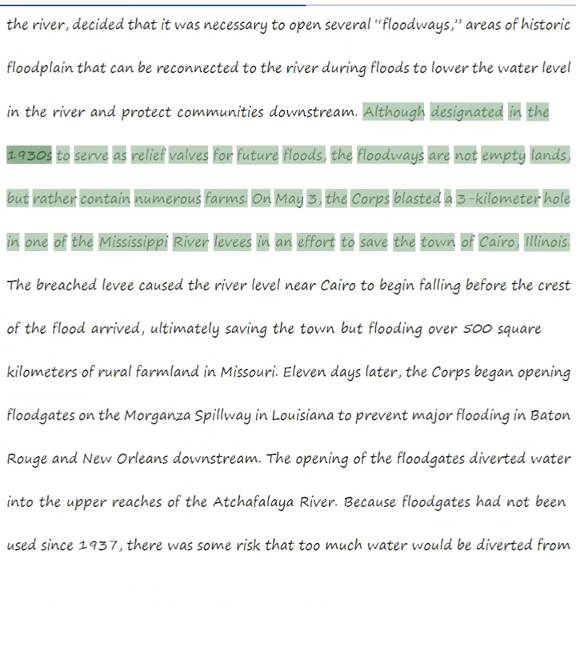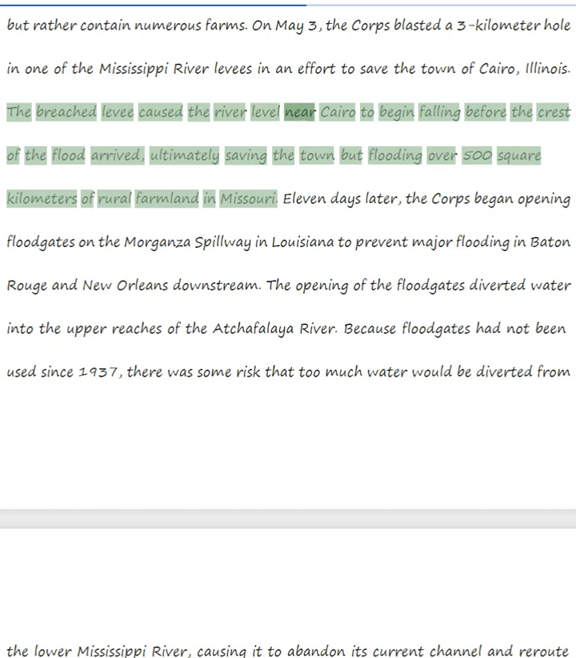Although designated in the 1930s to serve as relief valves for future floods, the floodways are not empty lands, but rather contain numerous farms. On May 3, the Corps blasted a 3-kilometer hole in one of the Mississippi River levees in an effort to save the town of Cairo, Illinois. The breached levee caused the river level near Cairo to begin falling before the crest of the flood arrived, ultimately saving the town but flooding over 500 square kilometers of rural farmland in Missouri.